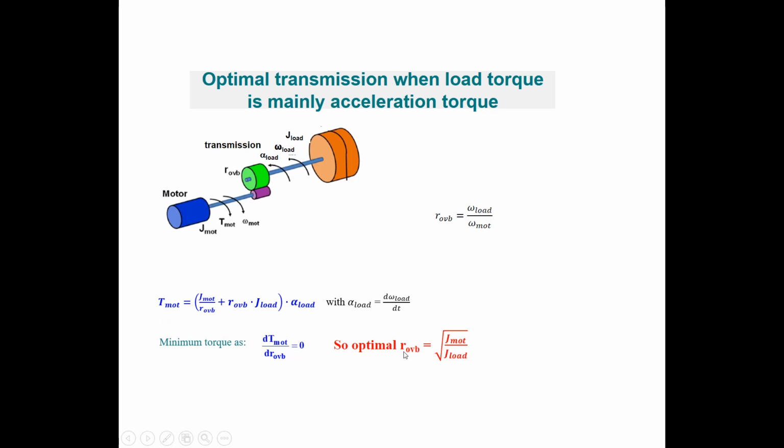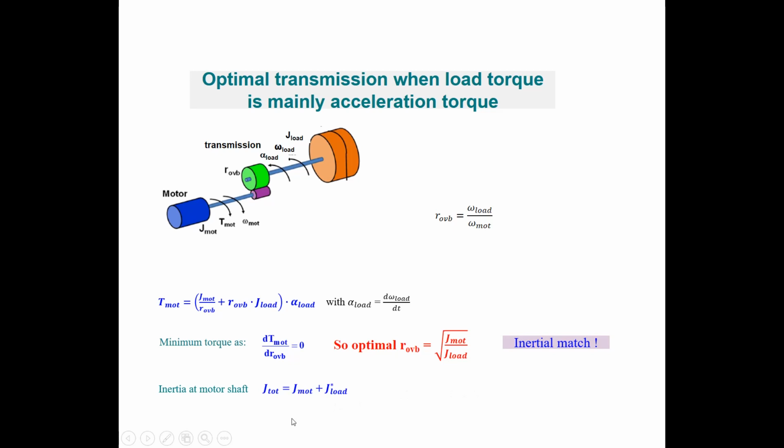When you work that out, you see that R_OVB, the transmission ratio, is equal to the square root of J motor divided by J load. So again, when you choose this value for your transmission ratio, then you have in a dynamic situation the lowest motor torque needed. That is what we call inertial match.